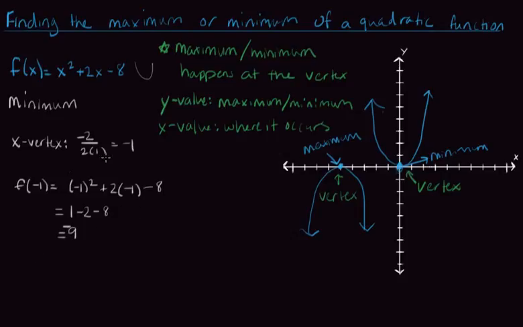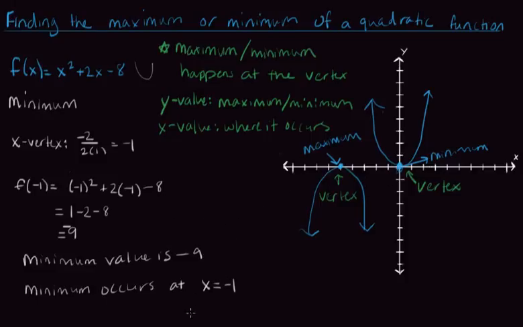So the minimum value is negative 9, and the minimum occurs at negative 1. Or you might want to say, just for clarity, that the minimum occurs at x equals negative 1. So the minimum occurs when x equals negative 1, and that minimum value, the lowest value this parabola ever reaches, is negative 9. And that's how you find the maximum or minimum of a quadratic function.